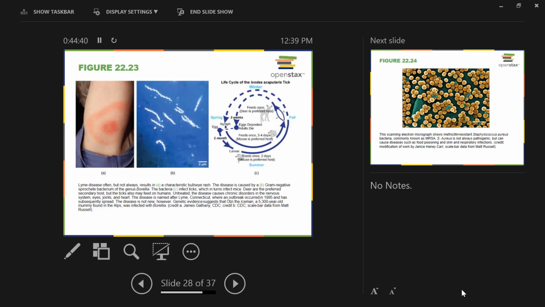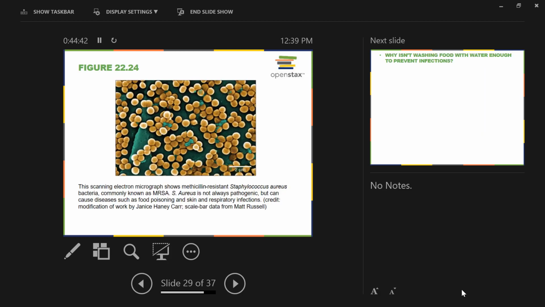All right, one more image, and then we'll be done for the day. This is Staphylococcus aureus, and this is MRSA. Although it looks just like non-methicillin resistant Staphylococcus aureus, unless you look at it genetically, morphologically they look the same.